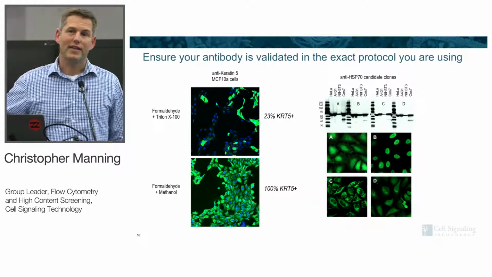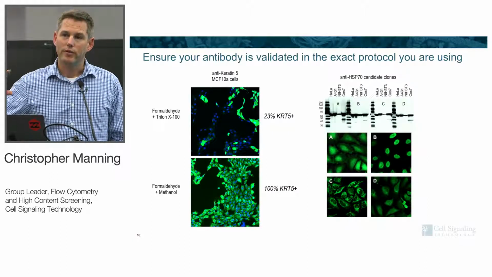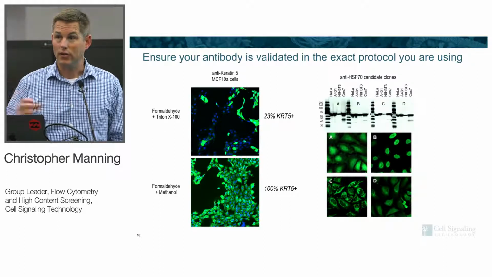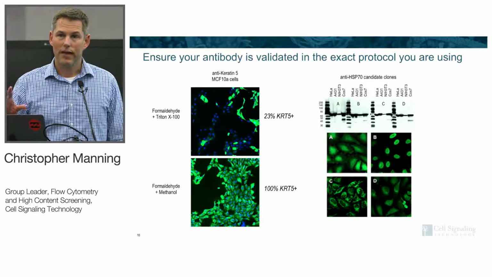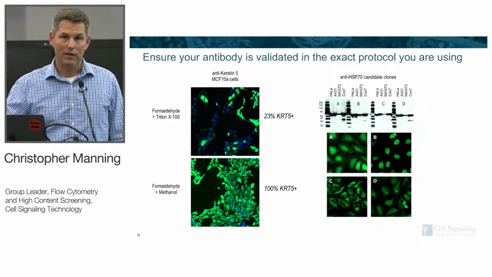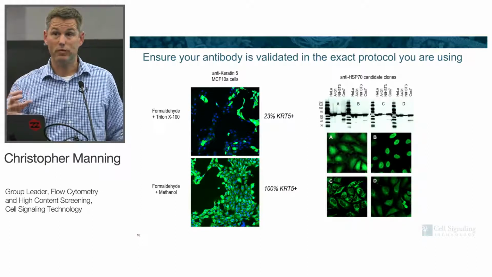Even more so, to just take a step back to the Western front again. If you're moving into flow from Western, it's important that you use flow-validated antibodies, things that are known to work in flow, because there are plenty of antibodies that work in Western blot that just don't make the leap into assays when you've got native folded protein.